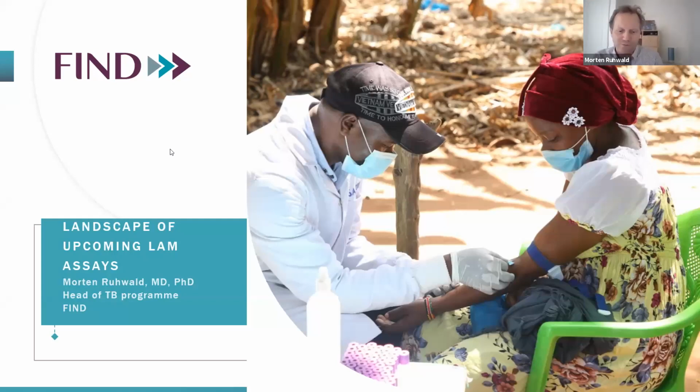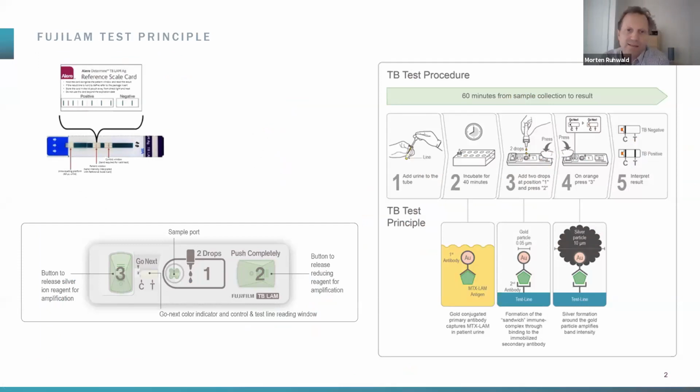Thank you. So I will take an approach looking a bit into the future, at the landscape of upcoming LAM assays and some of the challenges we are seeing in this field. The first next LAM assay we expect to enter the commercial space is the FUJILAM test.